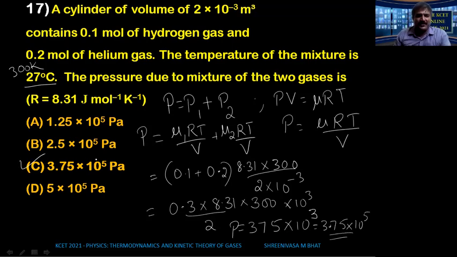So we calculate individual pressures, and we get the total pressure. The individual pressures contribute to the total pressure. We can add the two pressures according to Dalton's partial pressure law.